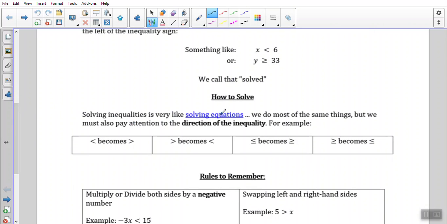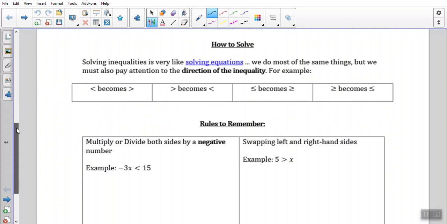Well, solving inequality is just like solving equations, and we're going to go through some examples of solving equations as well. We do most of the same things, but there's just a couple of things we have to be careful of. We must pay attention to the direction of the inequality. Sometimes we have to change the sign. So when we change the sign, less than becomes greater than, greater than becomes less than, less than or equal to becomes greater than or equal to, and greater than or equal to becomes less than or equal to. So this is what I mean when I ask you to change the signs.